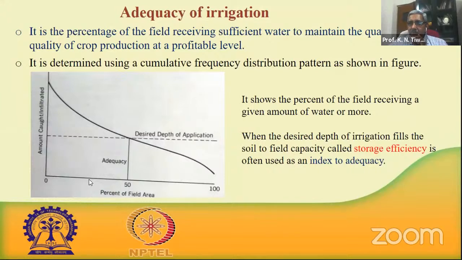And these are cumulative areas, and what is the depth of infiltration which has occurred. So the total cumulative depth of infiltration, not cumulative, this is the depth of infiltration. So the same amount of depth of infiltration data has been plotted. So it is not the cumulative infiltration, but a cumulative area. To determine adequacy of irrigation, the graph has been prepared. This graph shows the cumulative frequency distribution pattern of infiltration depth of water versus cumulative percentage of the field area.